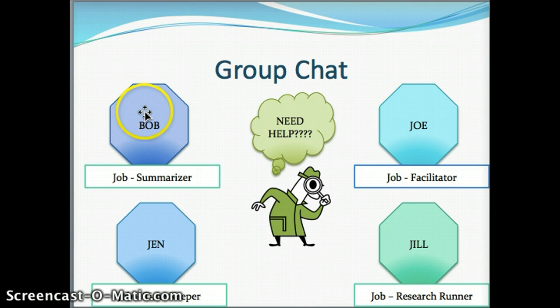Here, this would be like a group chat almost where each person would be visible in a video chat and they would be able to show their screens and to type up some information to help work on their group project.